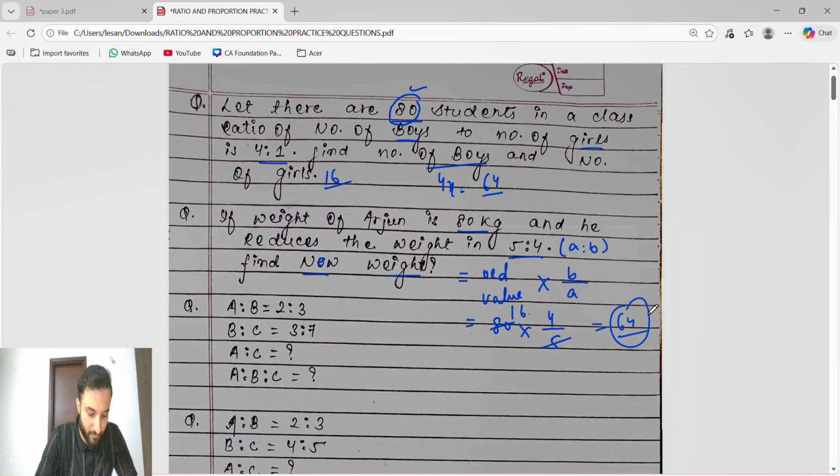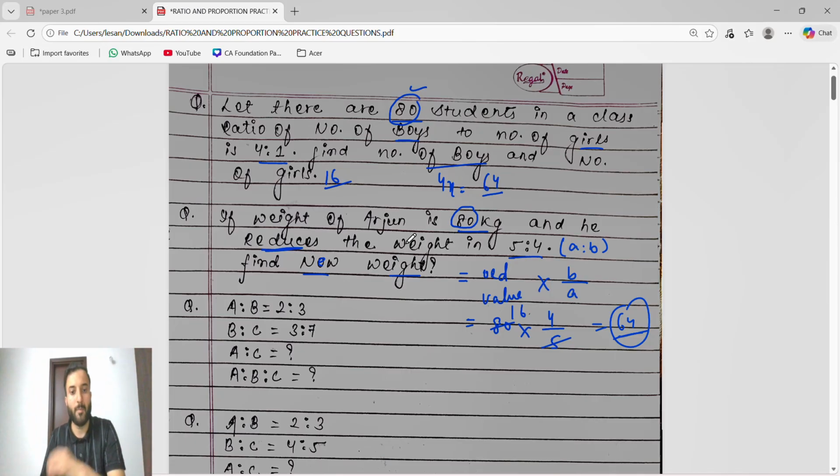And guys, you can recheck from here also. The starting weight was 80 kg. Now the weight is reduced, so the new weight comes to 64 kg. The starting weight is 80 kg, the weight reduces, the new weight is 64, so it got reduced. Correct. This type of question we already did.